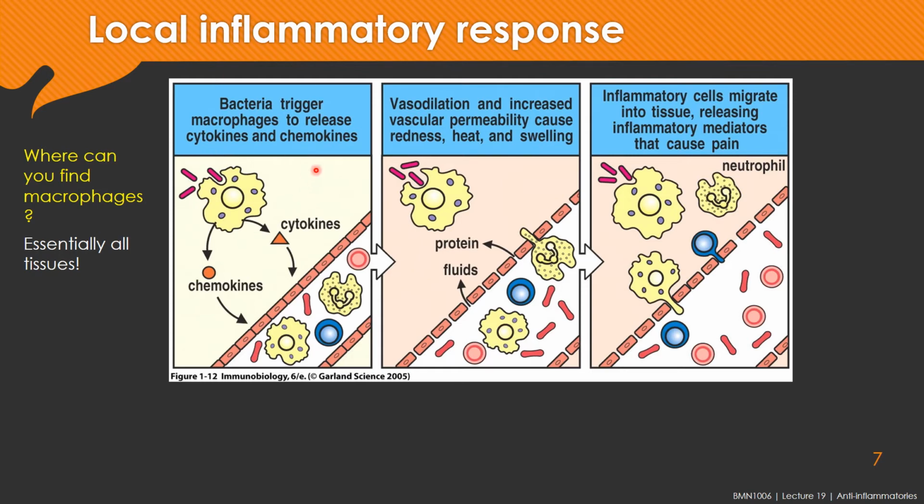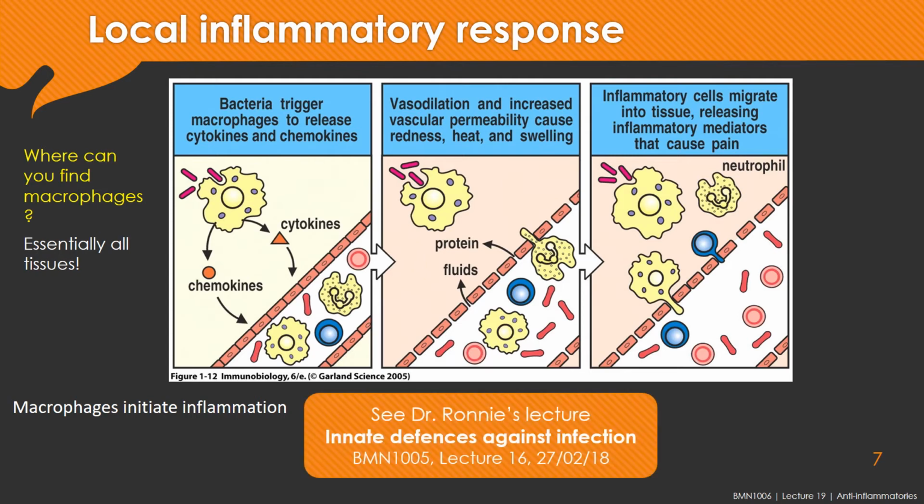And what are the responses? You will get vasodilation, which means you will get increased permeability of your capillaries. And with that, you attract all kinds of inflammatory cells, such as neutrophils, to migrate into the tissues. Then you will get the release of inflammatory mediators that can cause pain. To summarize, we can say that macrophages initiate inflammation. And again, for more information, please refer to Dr. Ronnie's lecture.